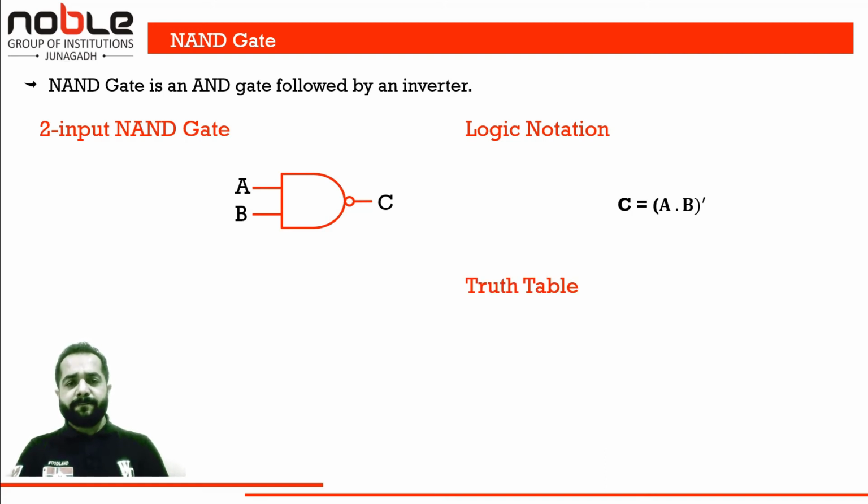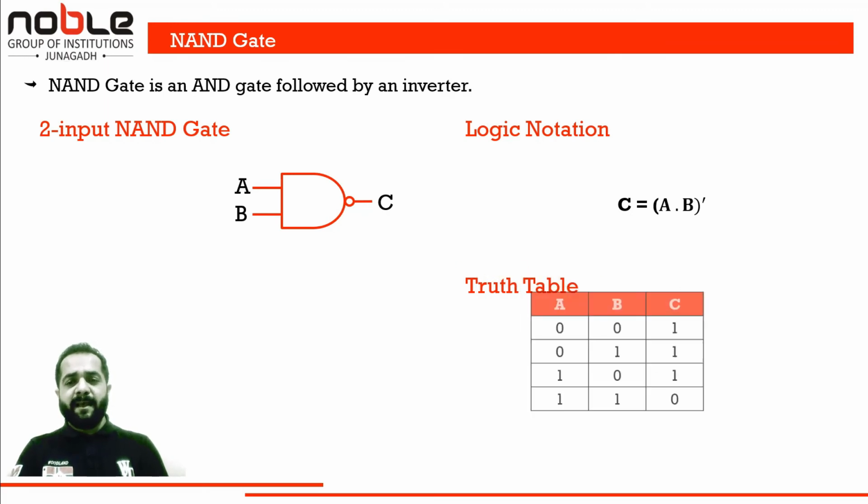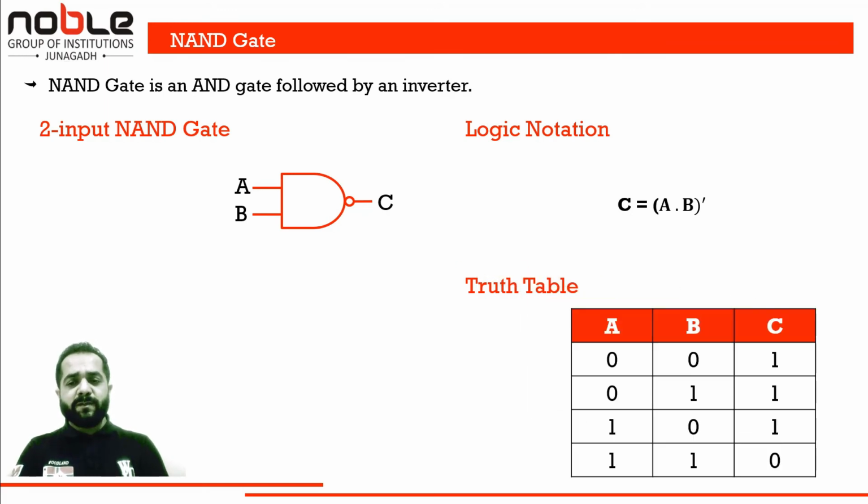Truth table. It has 2 inputs, so there are 4 possibilities. A is equal to 0, 0, 1, 1, and B is equal to 0, 1, 0, 1, and we get the output C equal to 1, 1, 1, 0. This output is the total inverse of the AND gate output, so it is known as the NAND gate.